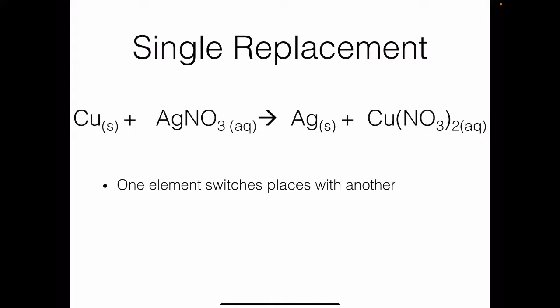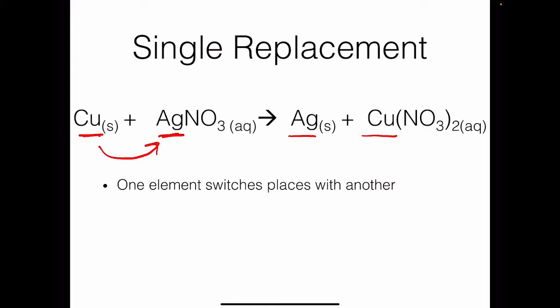Single replacement means one thing is being replaced, or a better word for this is one thing is switching. So in this case, we can see that we have a copper element, and then we have a silver cation in this compound, and what happens here is that they switch places. So when we say replacement, we're really meaning they're switching places, or we can look at this as the copper is replacing the silver in this reaction.